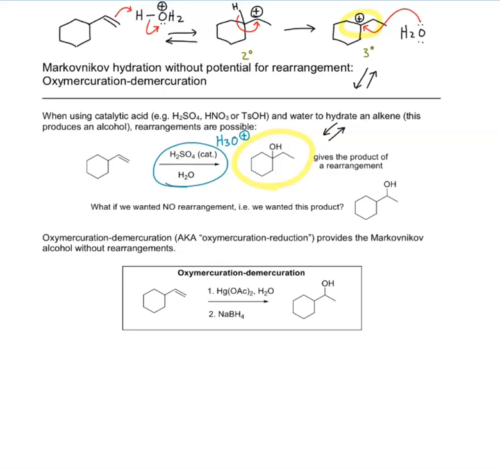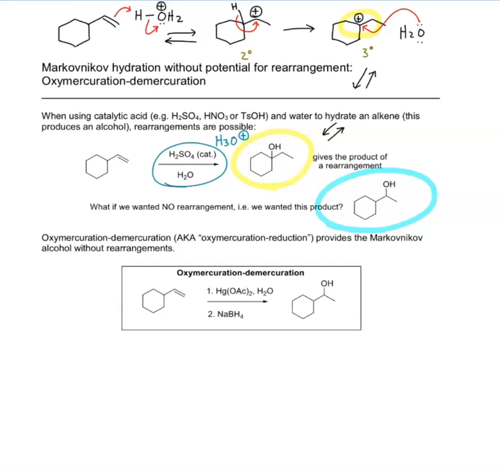What if we did not want that to happen? That is to say, what if we wanted the product down here that I just circled in blue? As you can see, this is a Markovnikov hydration, but no rearrangement occurred. So the OH group is attached directly to the more substituted carbon from the alkene. So this is a Markovnikov hydration, but no rearrangement occurred.